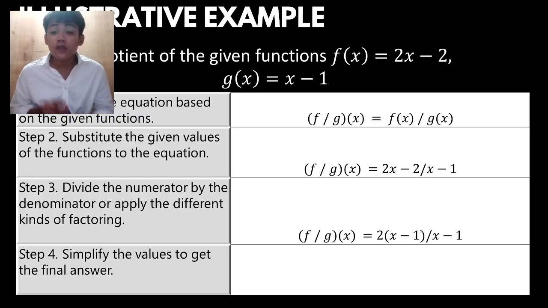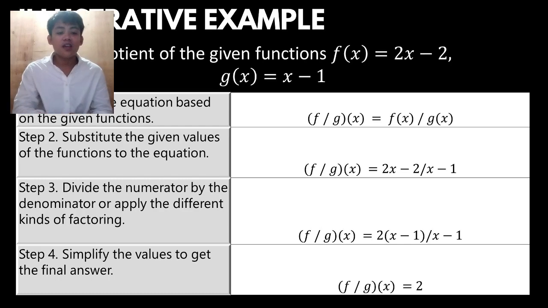2 multiplied by the quantity of x minus 1 over x minus 1. Upon simplifying, you just need to cancel since it has similar terms for the numerator and denominator. You can perform the canceling method in this one. Since x minus 1 in the numerator and x minus 1 in the denominator are both similar, you can cancel them. Then after canceling, you will get the final answer for f over g of x, which is equal to, very good, 2. So the answer for this one is 2.